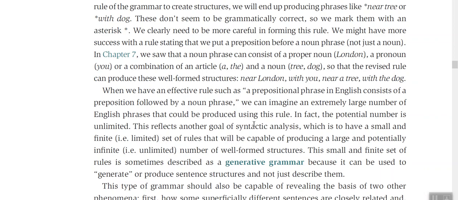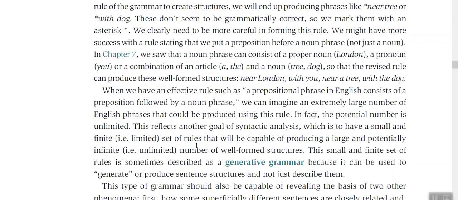Okay? If we put this rule, in fact, the number is unlimited. Okay? Unlimited, not limited. This reflects another goal of syntactic analysis, which is to have a small and finite, limited set of rules.